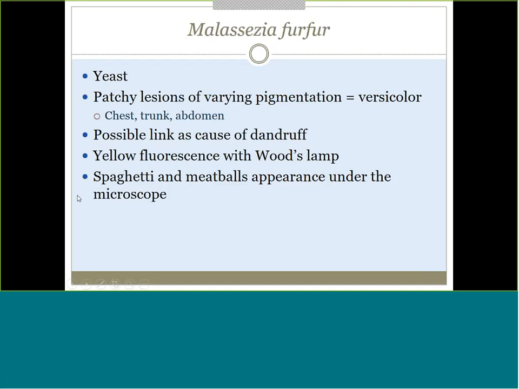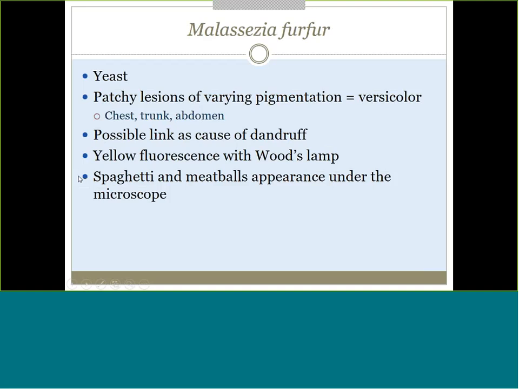All right, so we're going to start with some of our dermatophytes here. The first one we're going to start with is called Malassezia furfur. This is actually a yeast, not a mold, but a yeast. And this will produce lesions that have pigmentation to them. We often call them versicolor because they have different colored pigmentations. And typically this happens on the chest, the trunk, and the abdomen. It's been linked as a cause of dandruff as well.